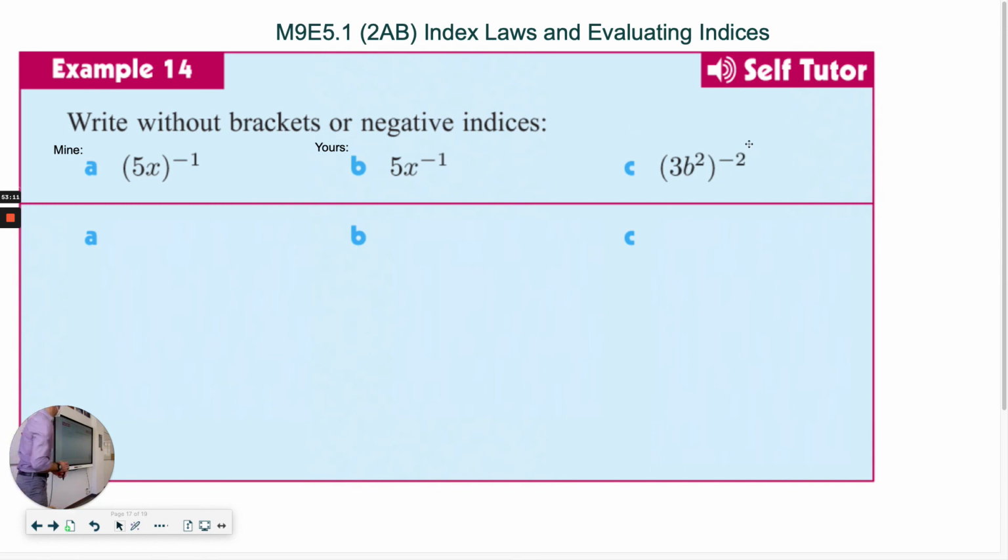Do C. Try C. Yeah, great. So you multiply those, they become negative, so the whole thing drops to the denominator. And so this becomes 1 over 2 to the 8.